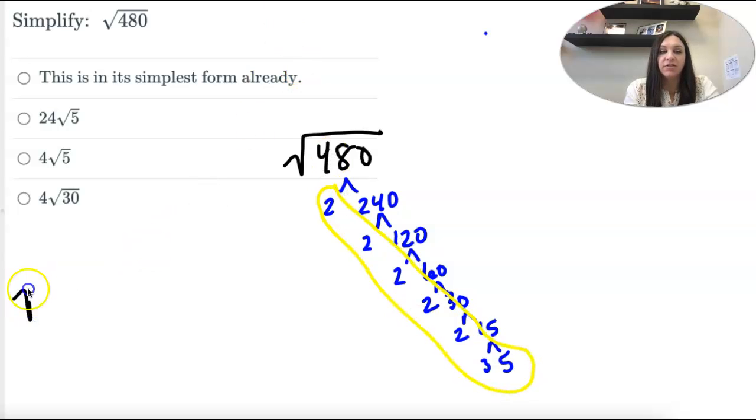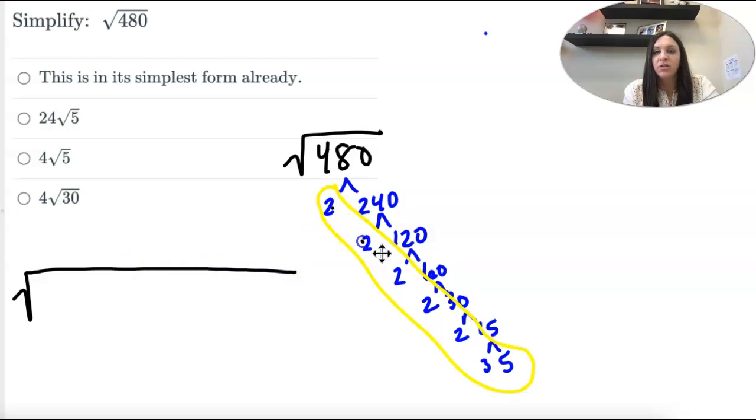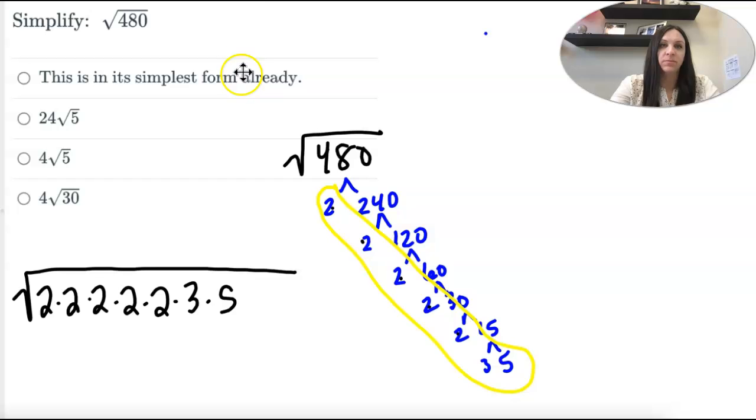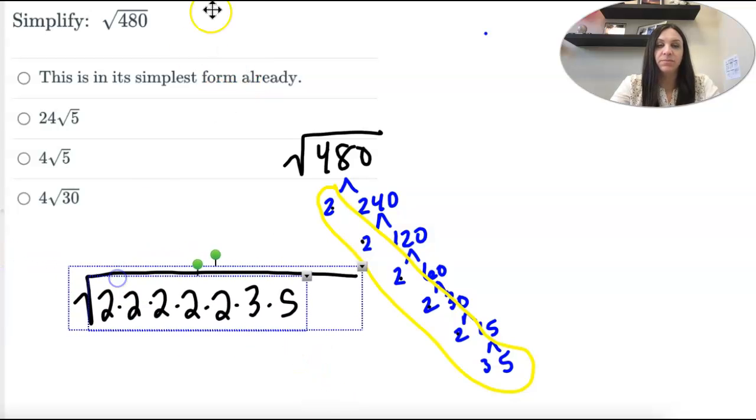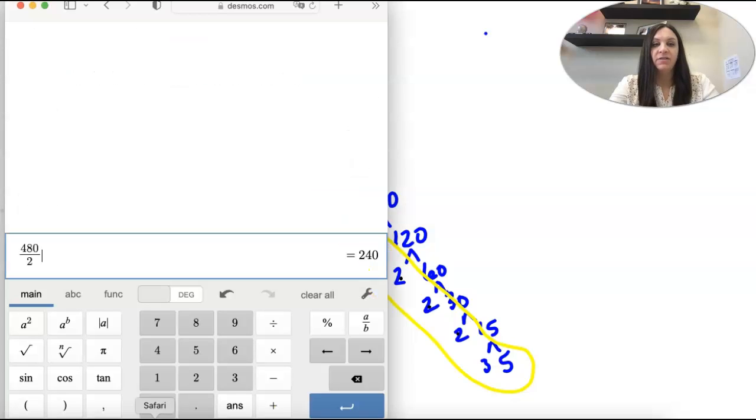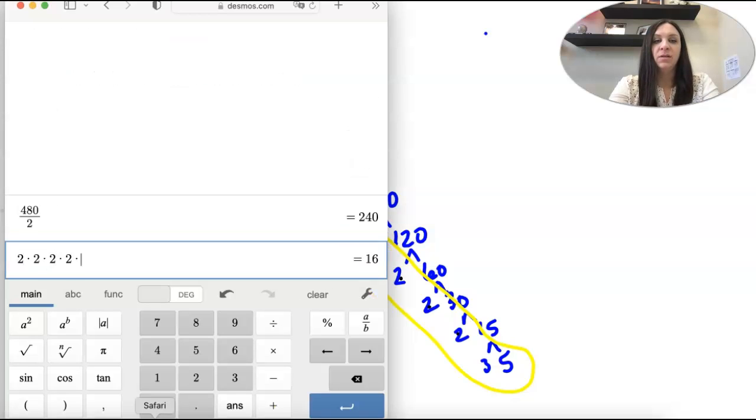That's my factorization. So I have 1, 2, 3, 4, 5 2's, and then a 3 and a 5. I'm just going to move this over. 5 2's, and a 3 and a 5 is 480. Awesome.